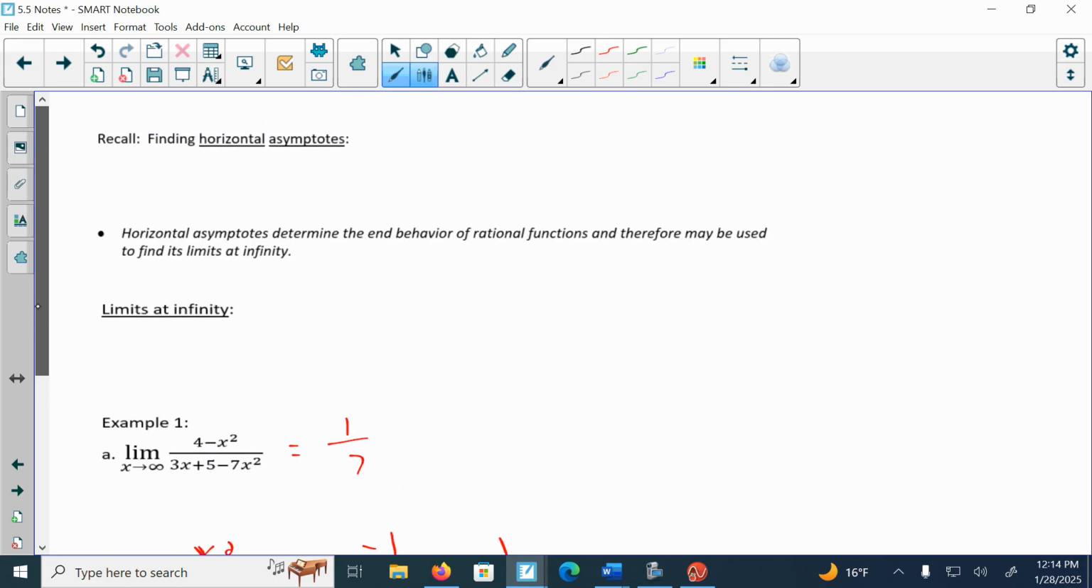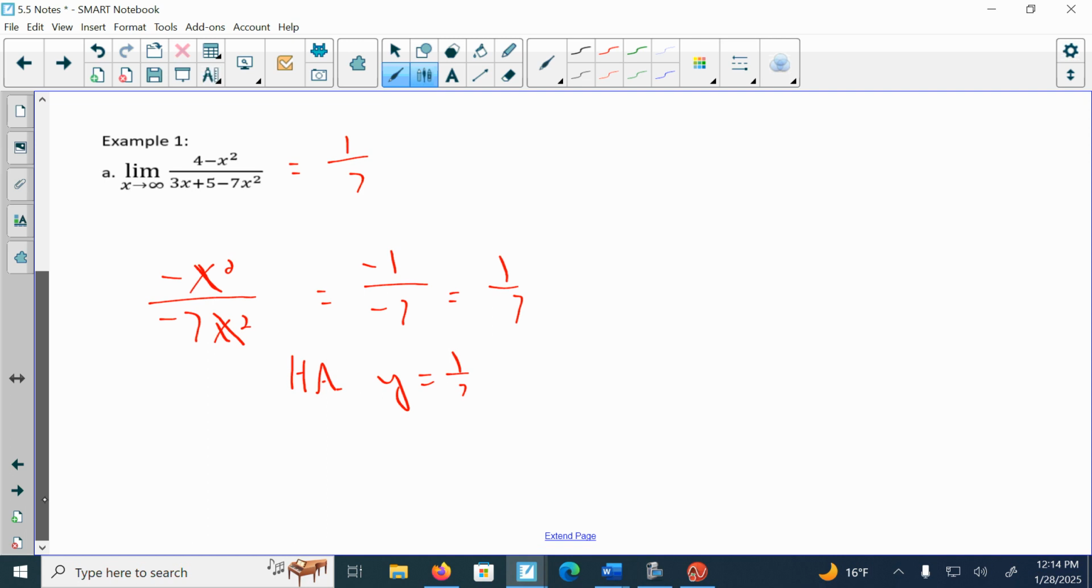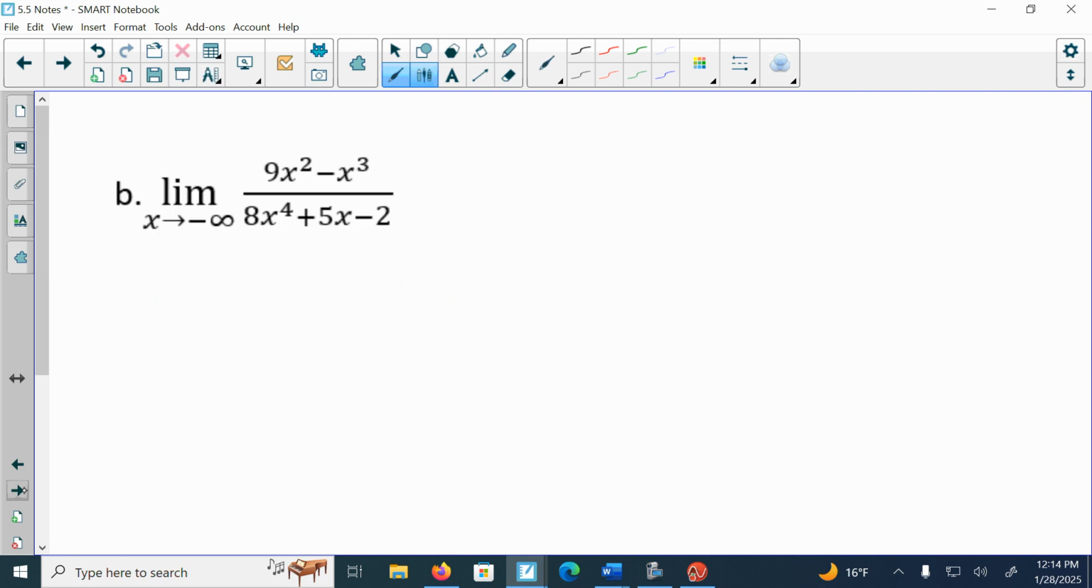Horizontal asymptotes determine the end behavior of a rational function, and therefore may be used to find its limit at infinity. So when I find the horizontal asymptote, which remember we learned there's 3 things to do to find, that is finding my end behavior of my limit as x approaches infinity.